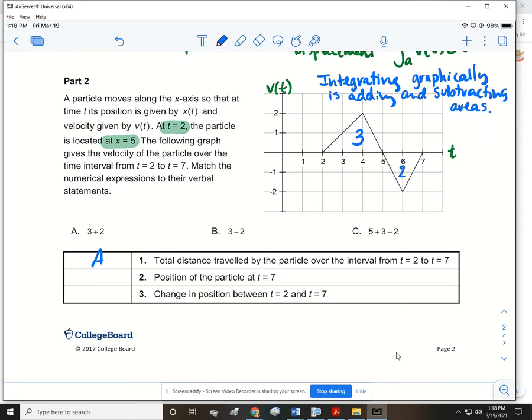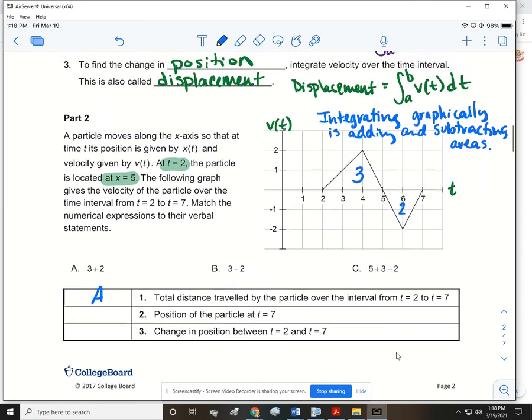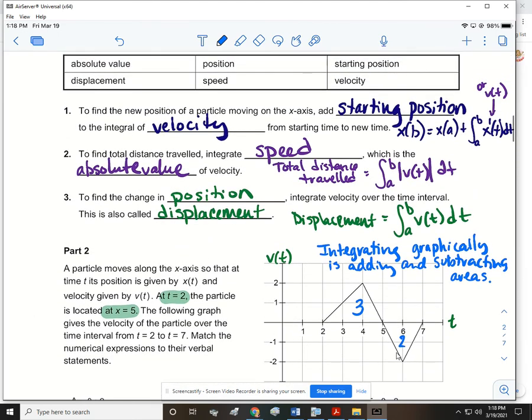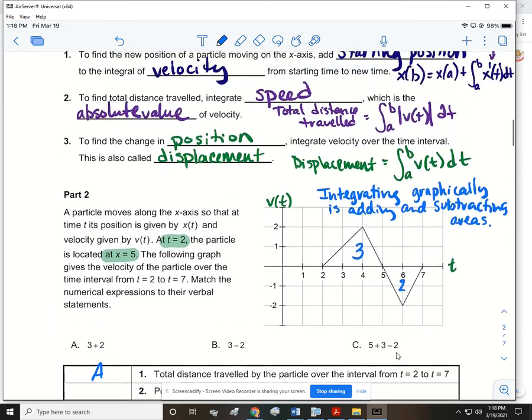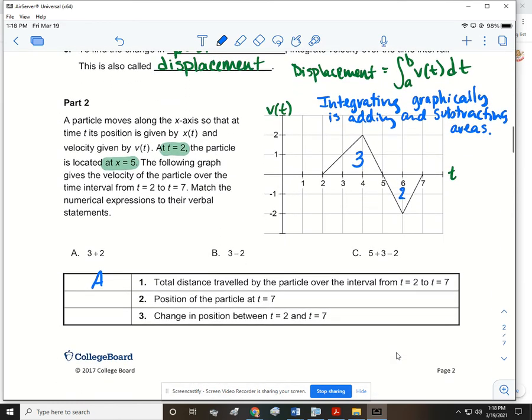All right, the position of the particle at time t equals 7. That's where we're going to use this number 1, where we do the starting position plus our integral of the velocity. So the starting position at time 2 was 5, so we'd start with 5, and then we would integrate it, and that's just straight integration where we add if it's above the x-axis, subtract if it's below. So that's going to be C.